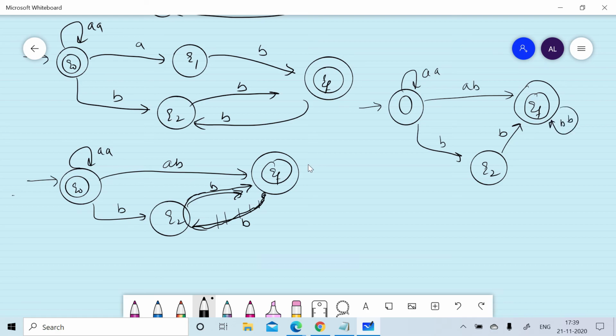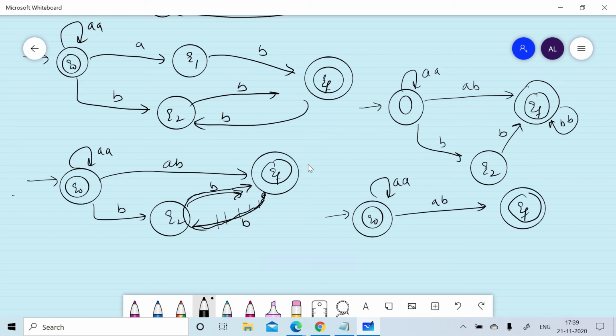Now we are able to remove the Q2 state. We will get Q0 with aa. On reading ab, we are moving to the QF state. There is a self loop of bb, and on reading bb, we can move from Q0 to QF. Now we can write down its regular expression. Both states are final states.